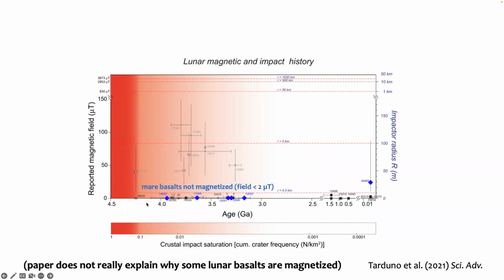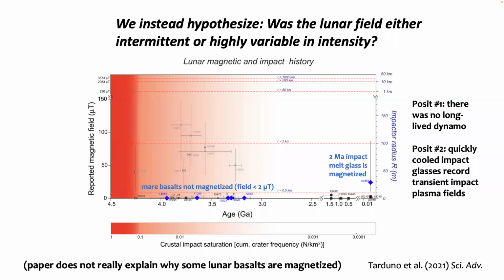One thing I will say for this paper is that it doesn't actually explain why some of these earlier Mare basalts are magnetized. There is no compelling explanation for that in that current paper. So I'm going to go through my next bit of talk to talk to you about why I still think there was at least an intermittent dynamo operating on the moon.